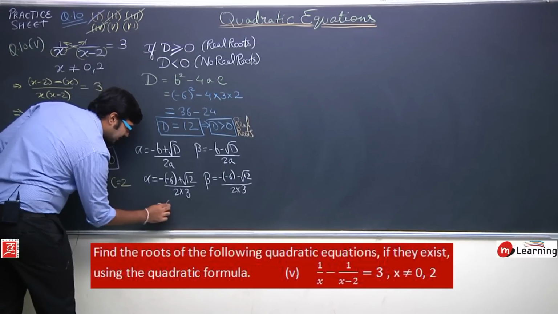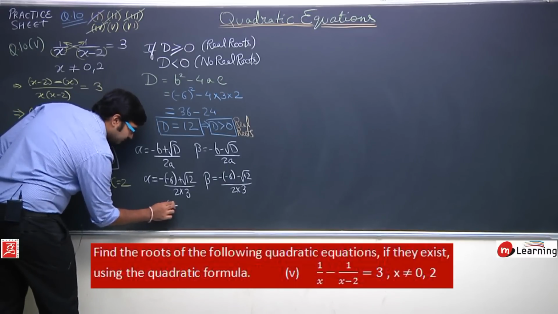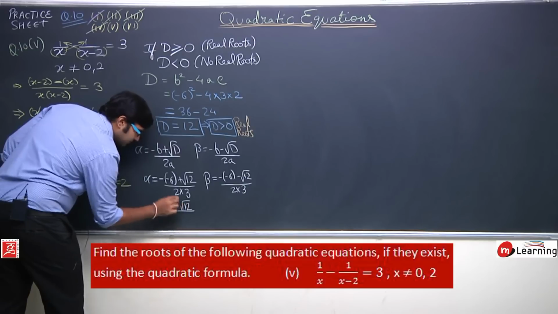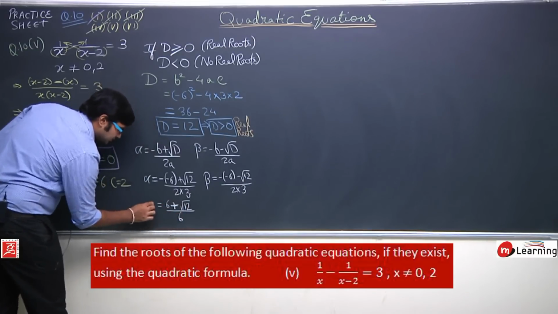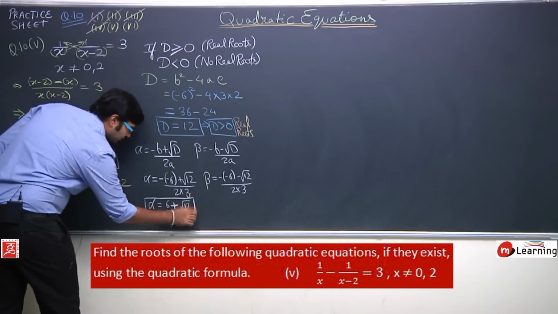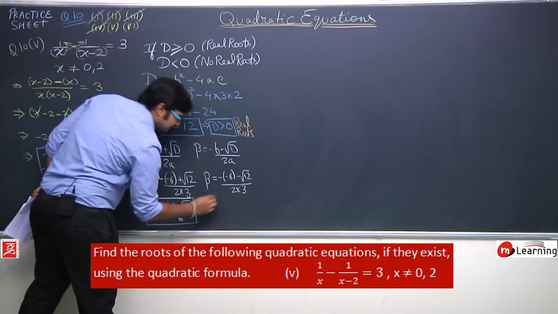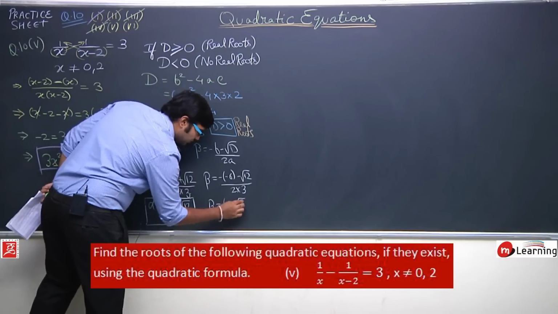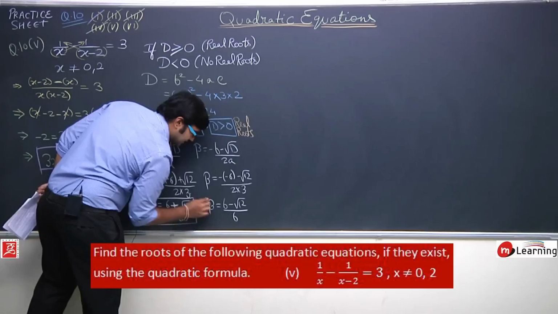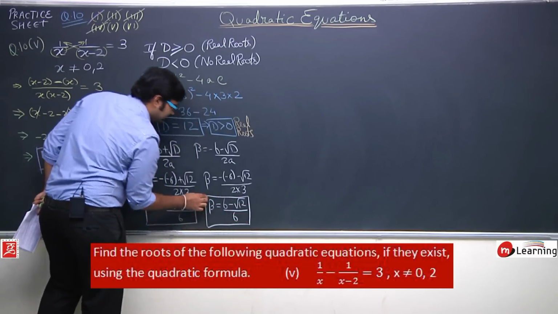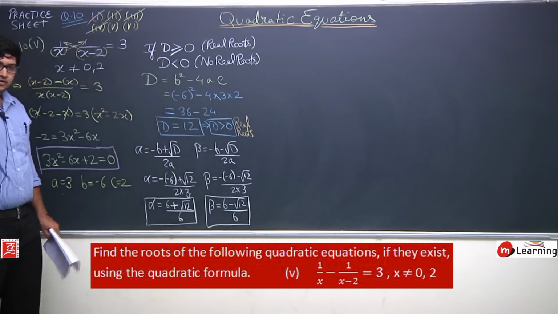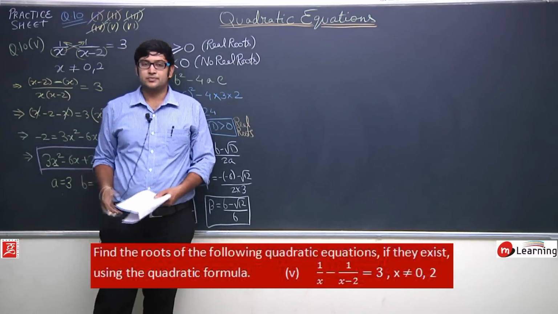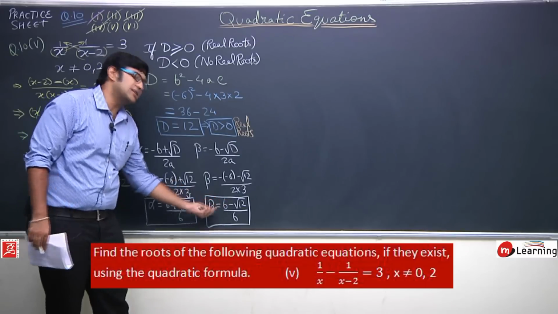Now this is 6 plus root 12 upon 3 into 2 is 6. So this is alpha. Then similarly beta is equal to 6 minus root 12 upon 6. So this will be the value of beta. In this manner I can determine the roots of this quadratic equation. You can further solve this expression also.